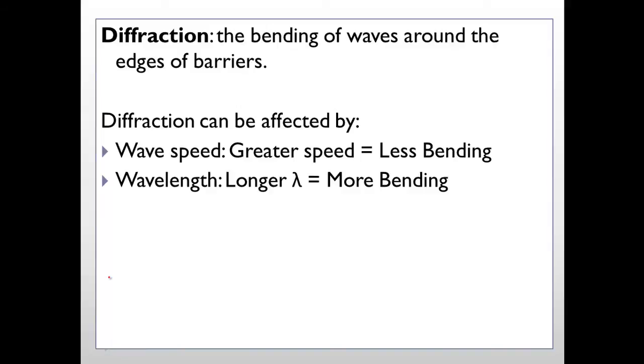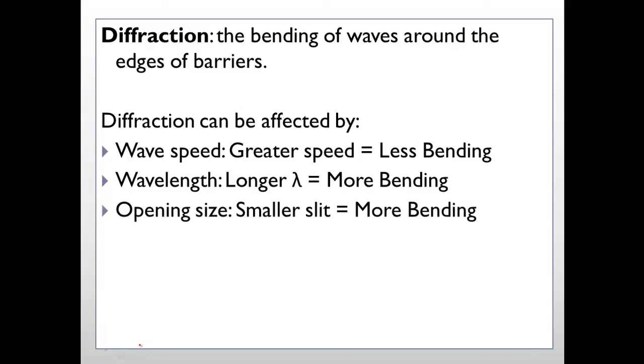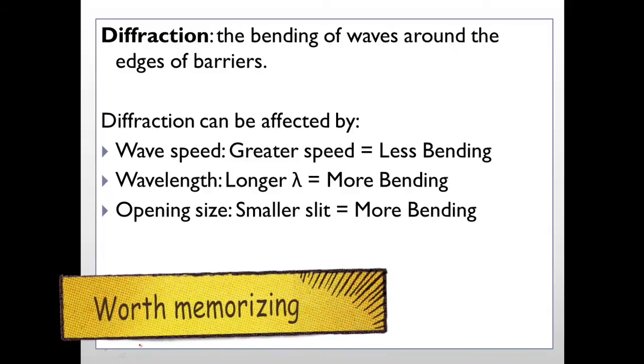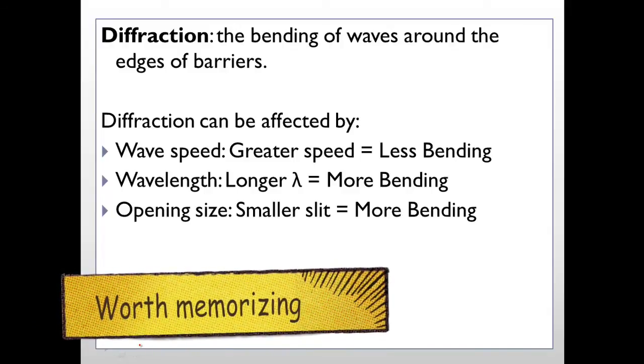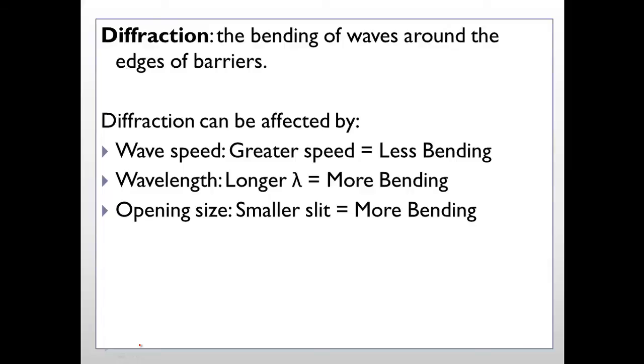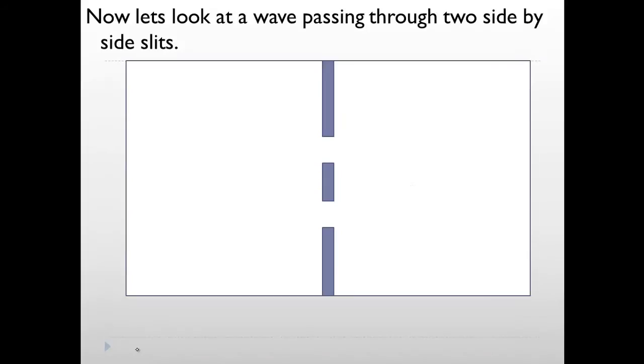Wavelength, just the longer the wavelength you have, the more bending that you're going to see. So again, shorter wavelength would be the opposite. There'd be less bending. And finally, with an opening size, if you have a smaller opening, you're going to see more bending. And if you have a wider opening, you're going to see less bending. Again, that should intuitively make sense with the idea that there's less interaction with the barrier itself, and there's more room for the wave to actually get through that barrier.